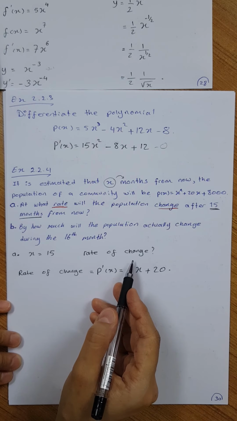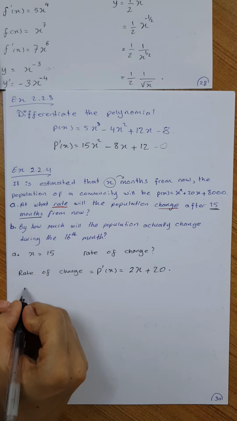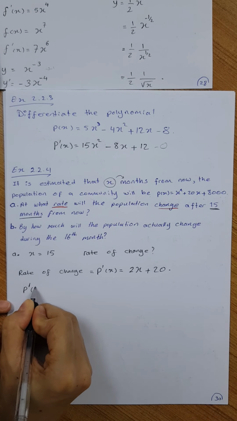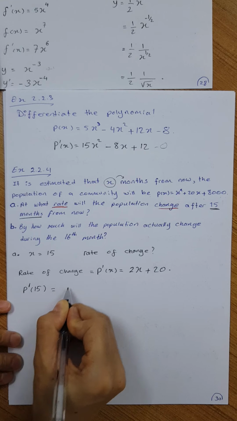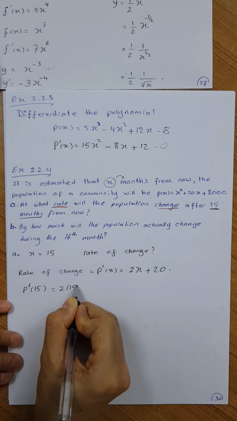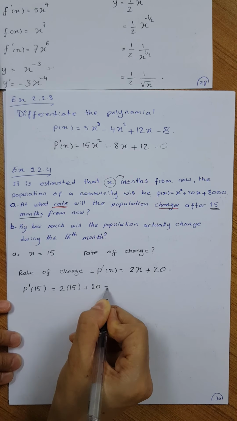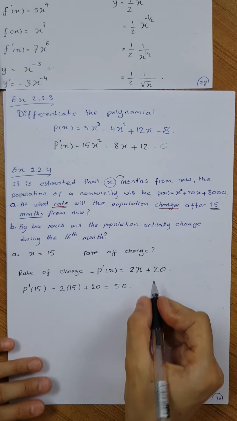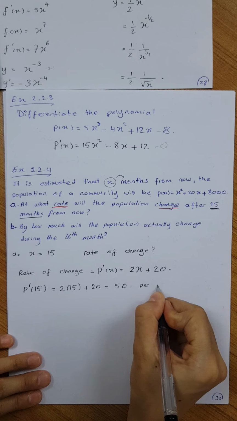Rate of change is required after how many months? After 15 months. So we are finding the rate of change. Rate of change is the derivative after 15 months. So that would be 2 multiplied by 15 plus 20. That would be 50. So in general, okay, that's per month.